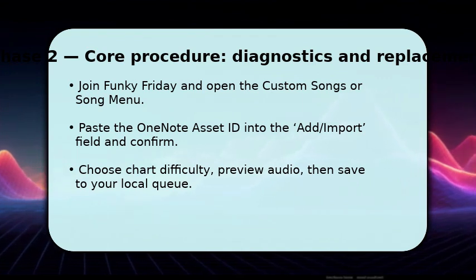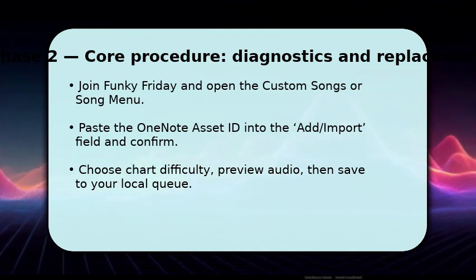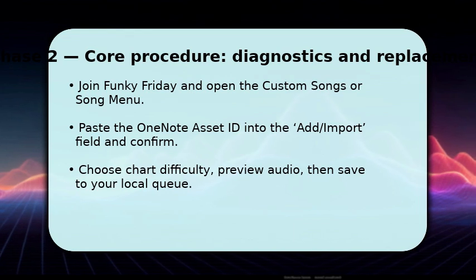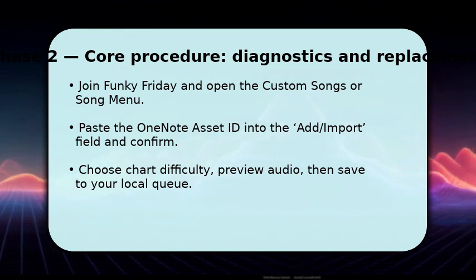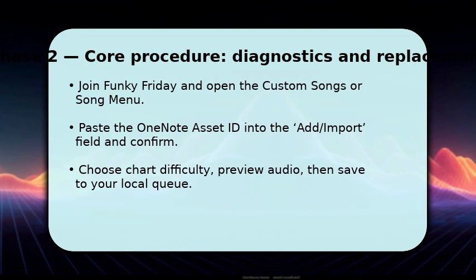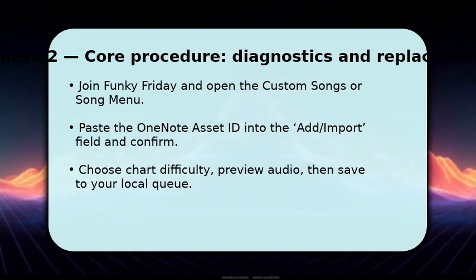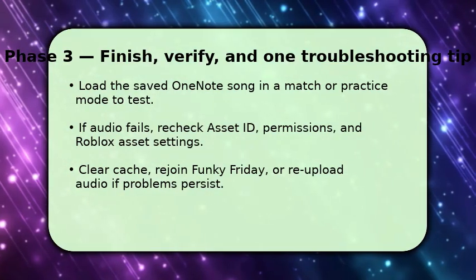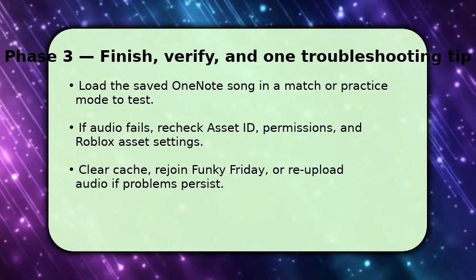Next, pick the difficulty or chart you want. If the game asks to auto-chart, allow it or upload a chart file. Make sure the preview plays cleanly before saving to the local queue. Now you load the Onenote song in a match or practice mode to confirm timing and sound.